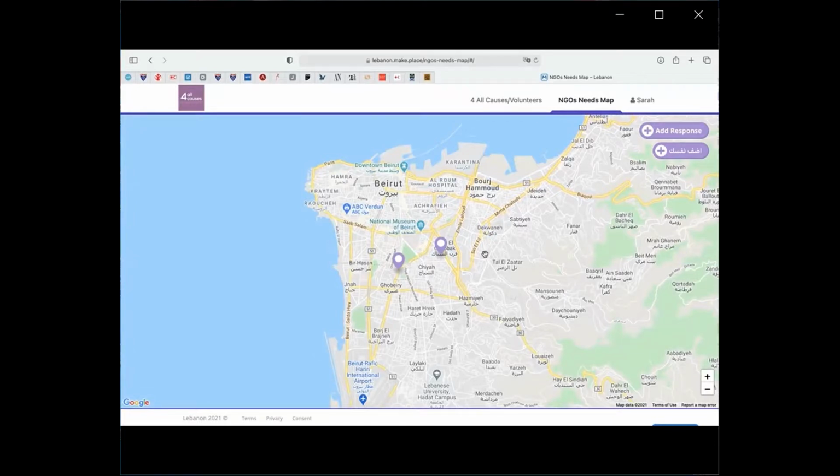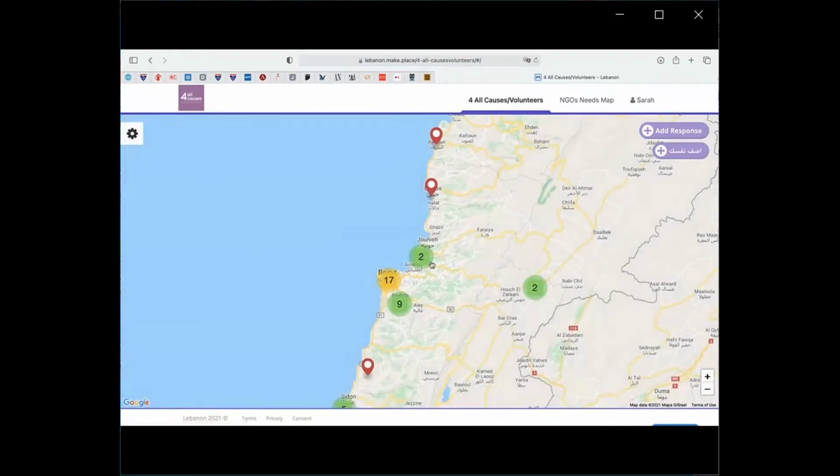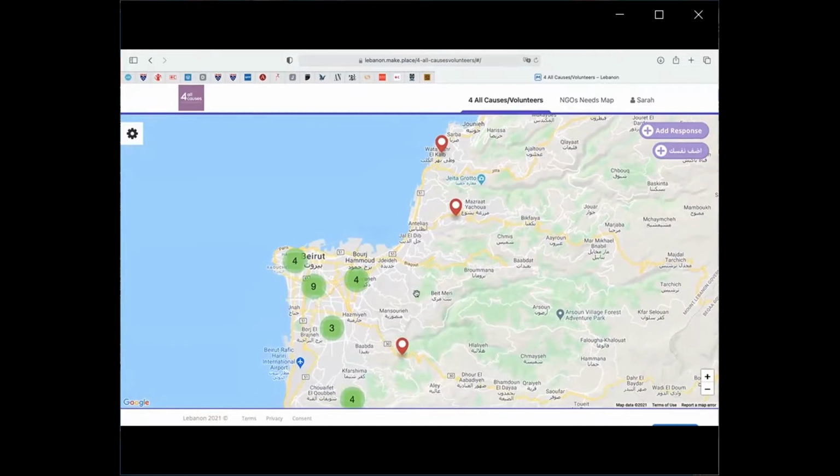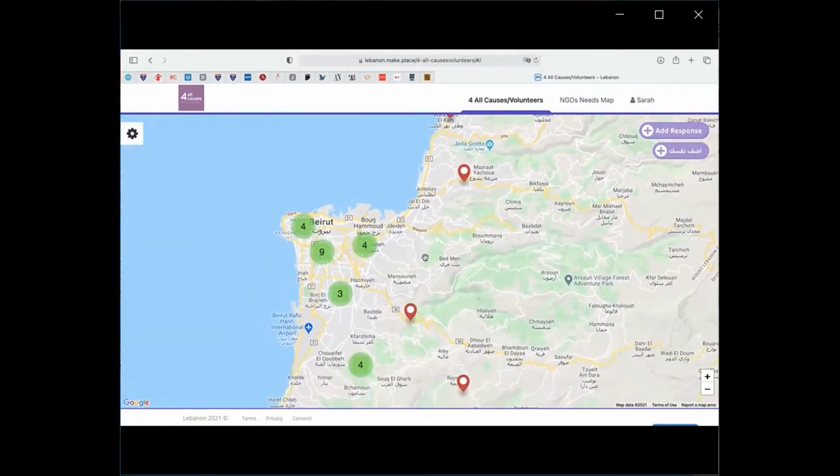If volunteers are looking for community needs or NGOs to work with, they can go to the NGO needs map. If NGOs or groups are looking for volunteers that they can ask for their services, they can go to the volunteer map and check them by region and by area. This map can be tailored to any country and can be changed depending on the purpose requested.